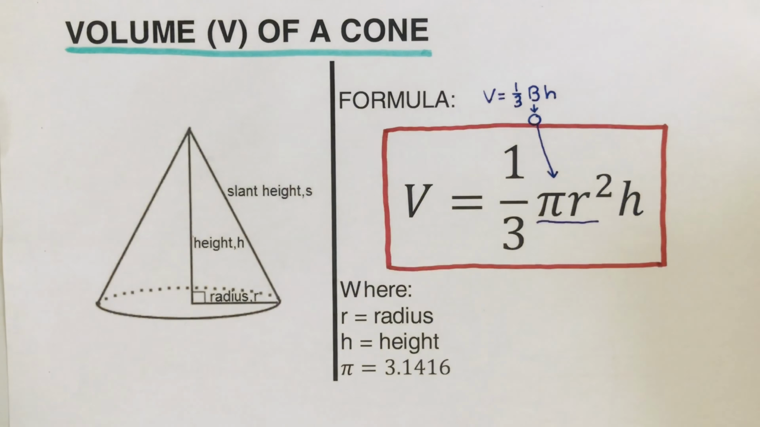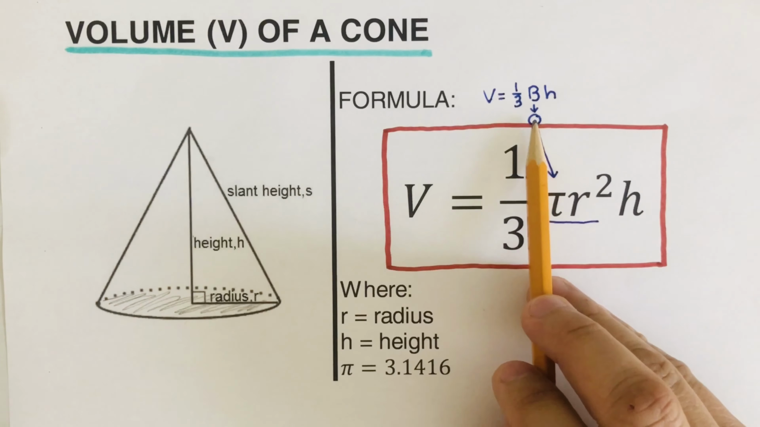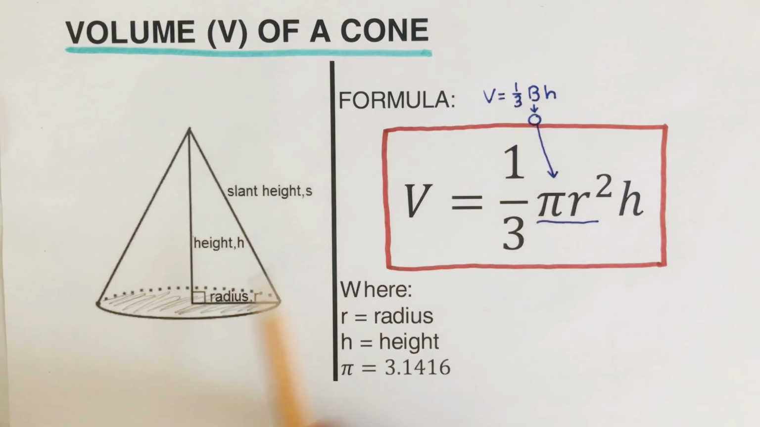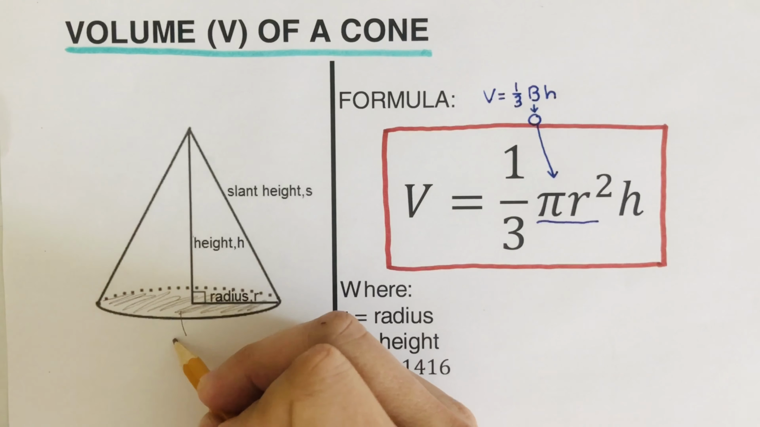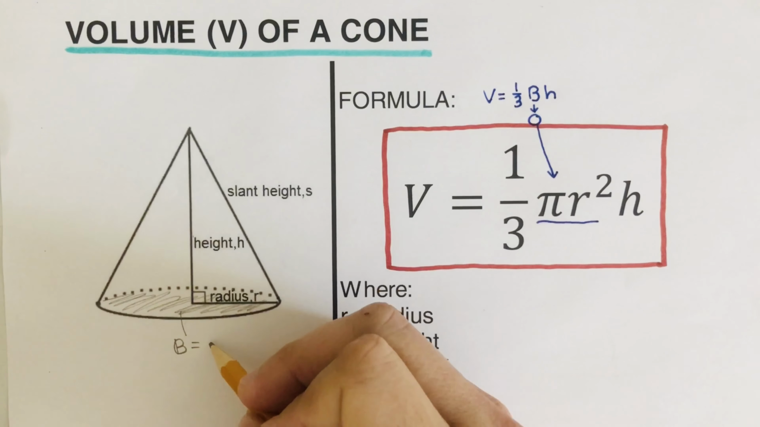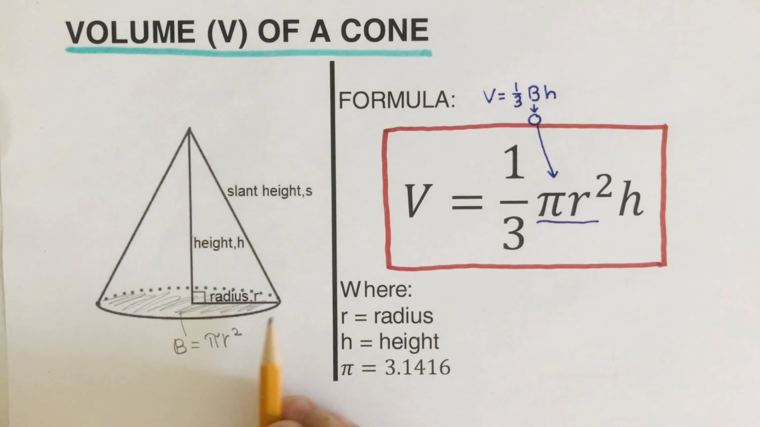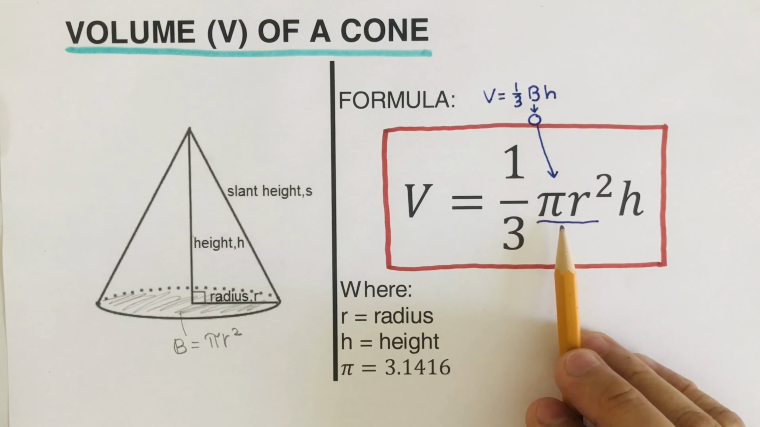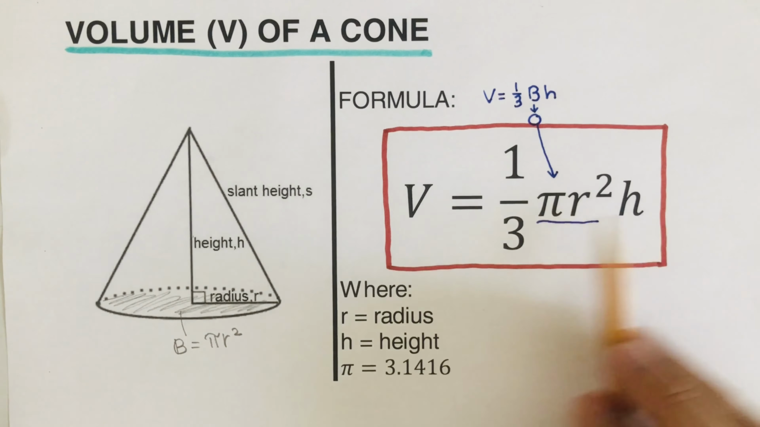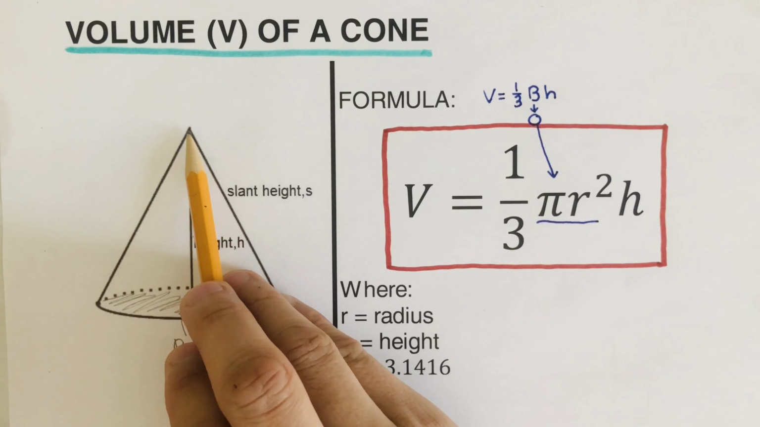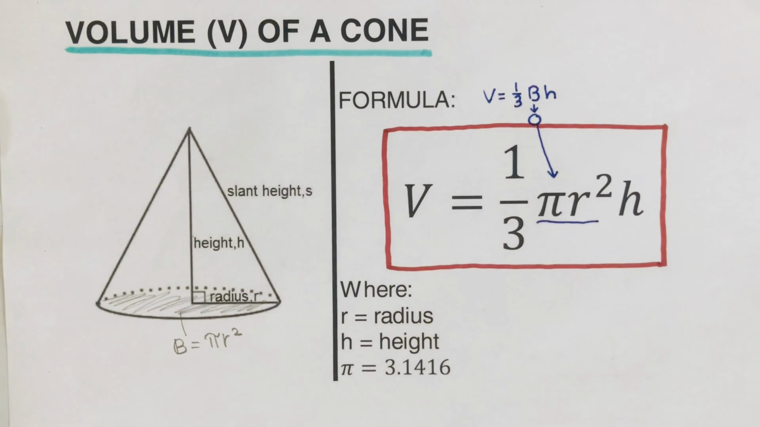The base that we have is this circular base at the bottom of the cone. So that is a circle. To get the area of the base, since this is a circle, it is equal to pi r squared, which is the area of a circle. So this is the area of the base, pi r squared, and then the height, which comes again from the tip all the way to the center of the circle.